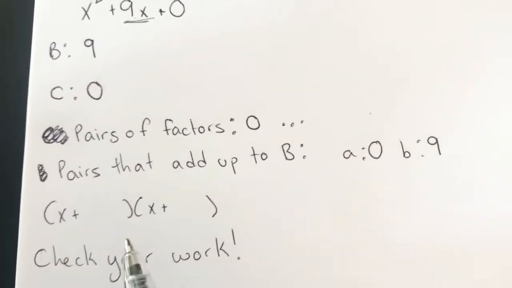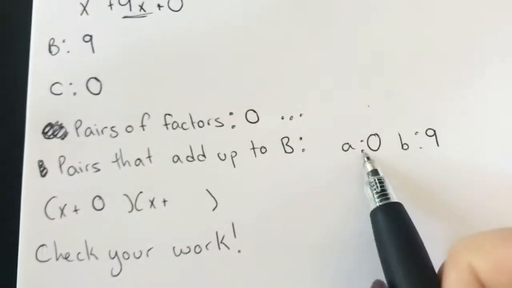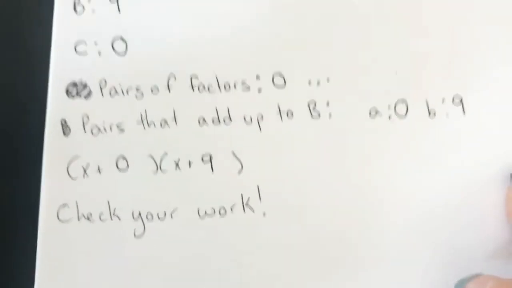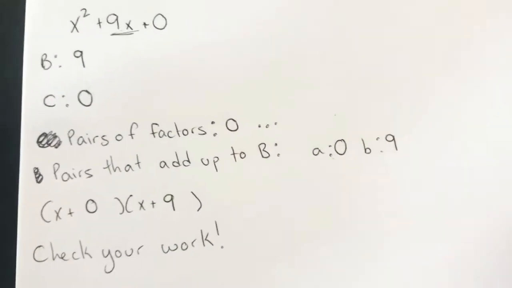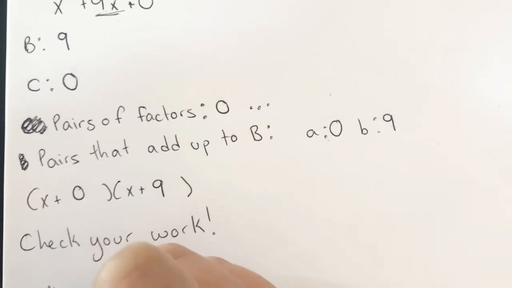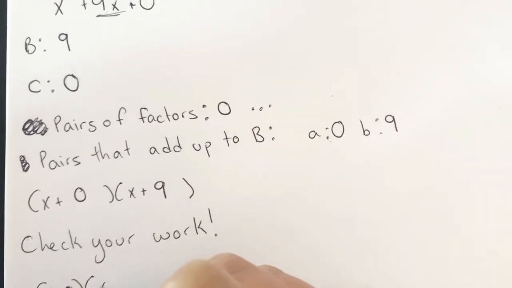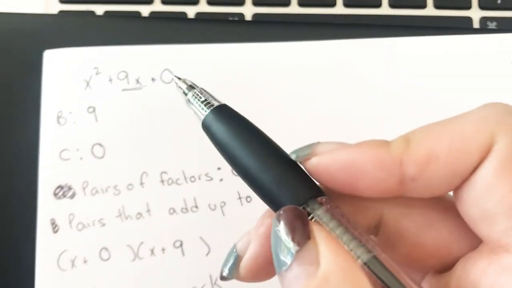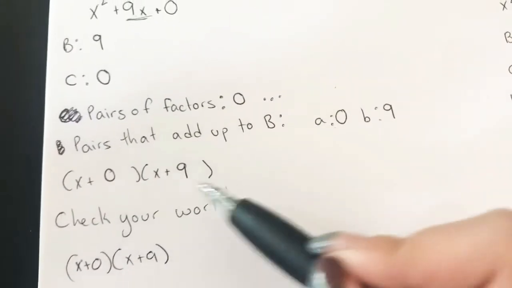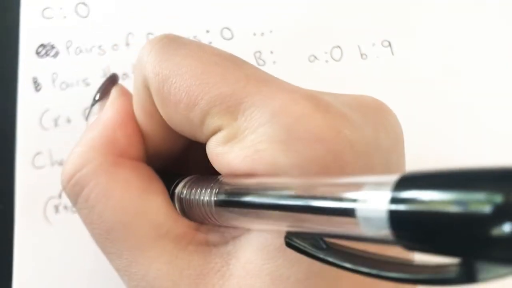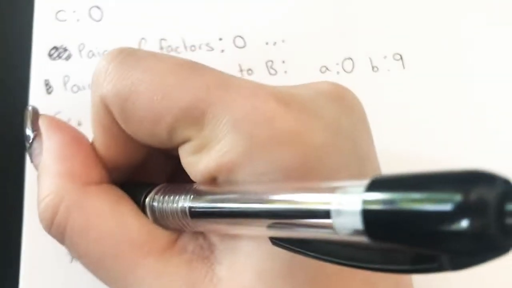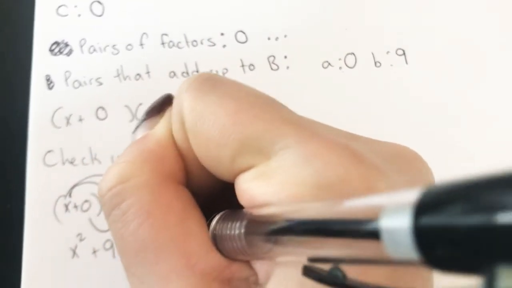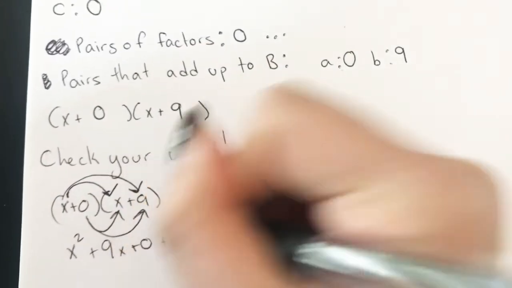So I'm going to fill in my factored form here. I have x plus 0, I'm just writing in those values, and x plus 9. And my last step, and very necessary step, is to always check your work. So we're going to use distributive property to multiply out x plus 0 and x plus 9 and see if it matches my original equation, if this factored form here is in fact correct. So let's go ahead and multiply. X times x is x squared. X times 9 is positive 9x, 0 times x is just 0, and 0 times 9 is also just 0.